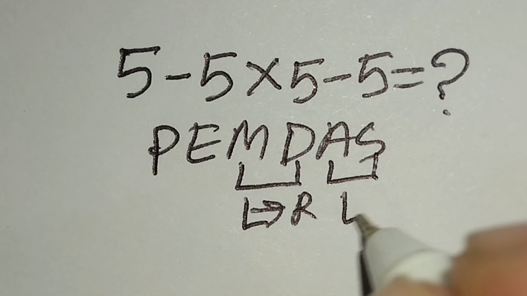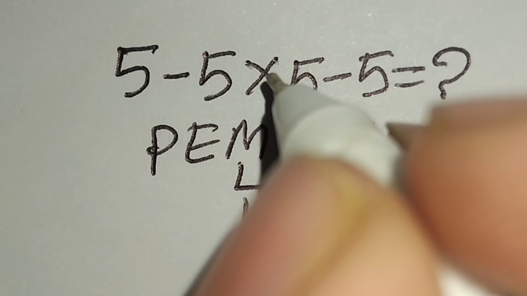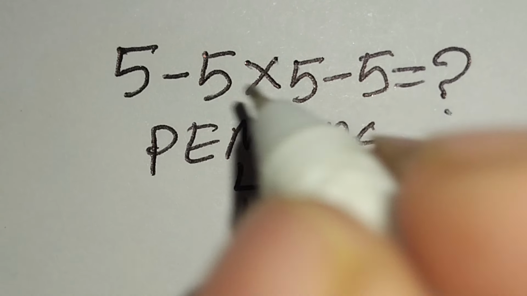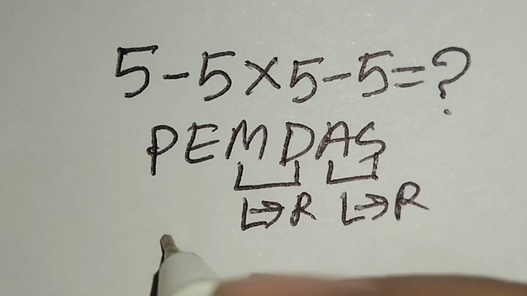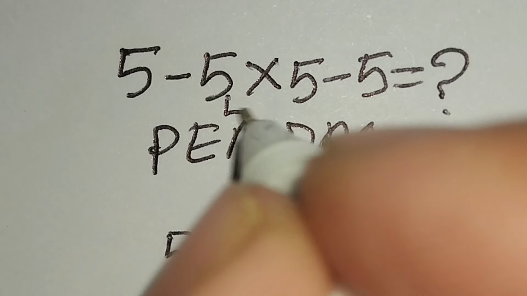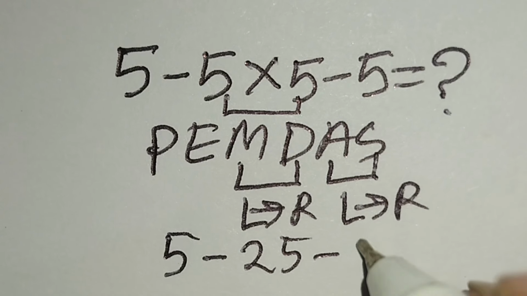For this we have to work left to right also. Therefore, at first we have to work with this multiplication, then this subtraction, then this subtraction. Here this 5 minus this 5 times 5 gives us 25 minus this 5.